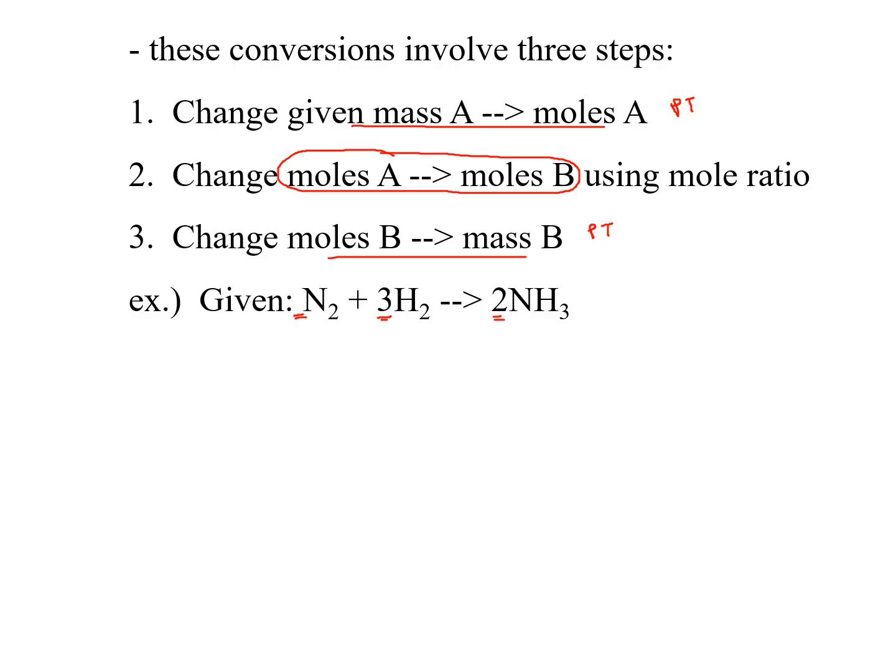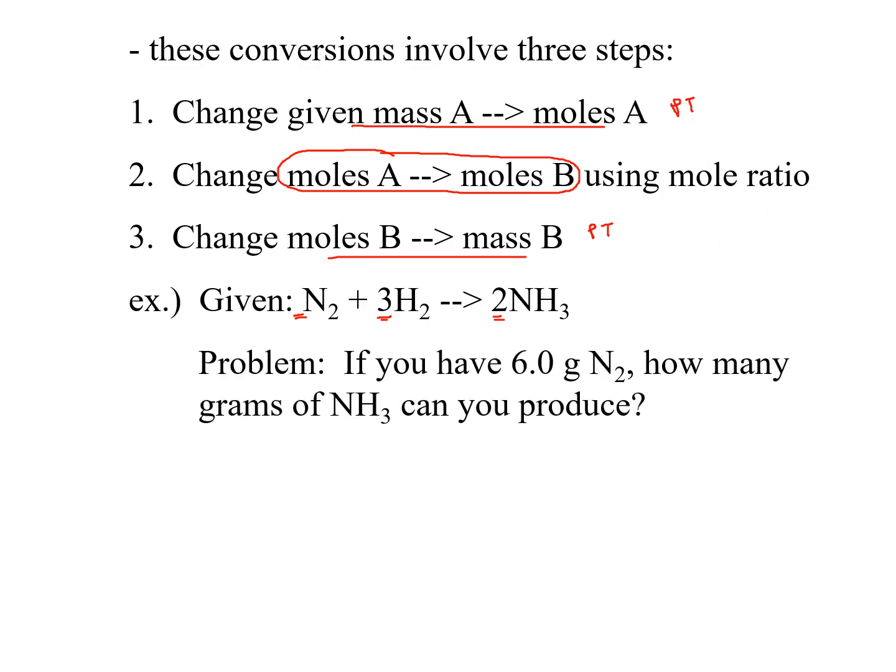All right, so let's try to do this problem here. If you've got 6 grams of N2, how many grams of NH3 can you produce? Now remember, all those numbers in our balanced equation mean moles. They don't mean grams. So the only way that we know anything about grams is we're going to have to do some conversions on it.